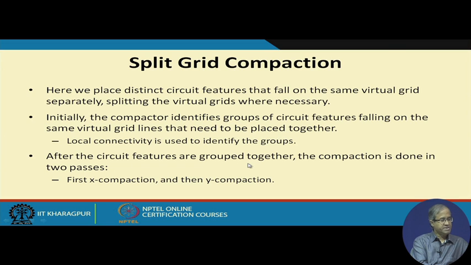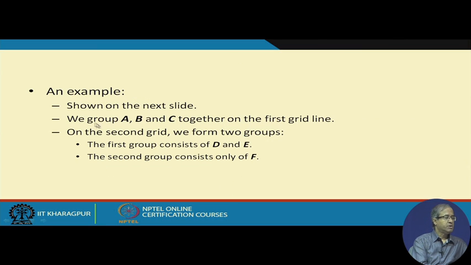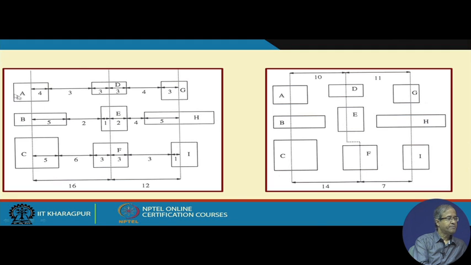So, again just like virtual grid compaction, here also we do the compaction typically in 2 passes. One we do in the x direction, called x compaction, then we do it in the y direction, this is called y compaction. We show an example in the next slide, let us go to that example.